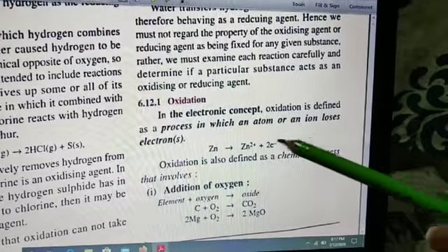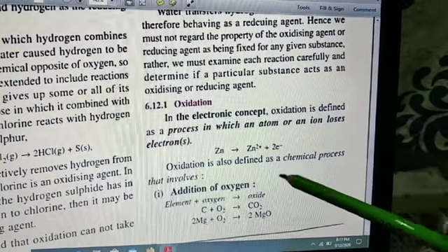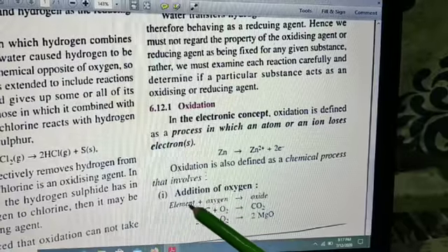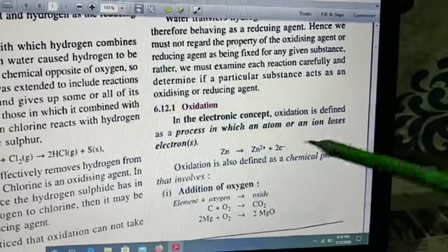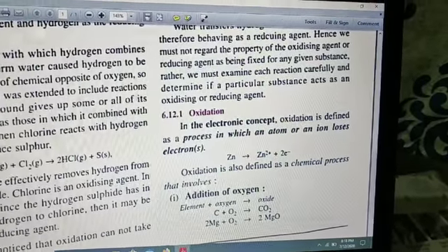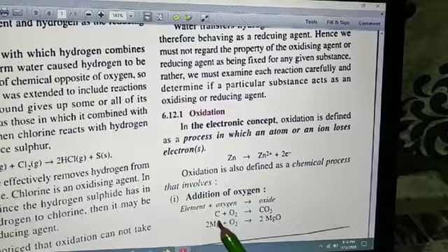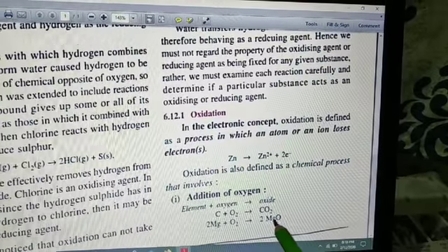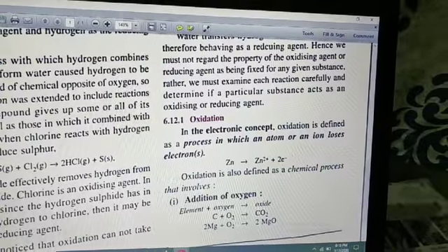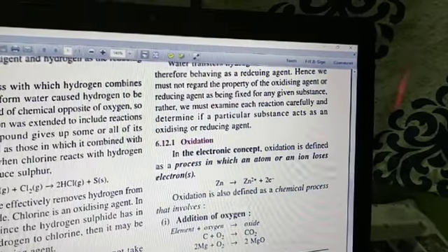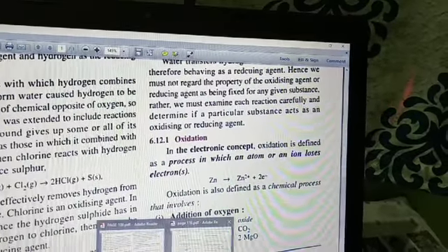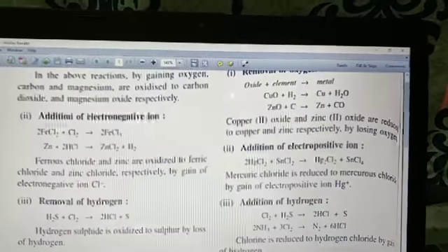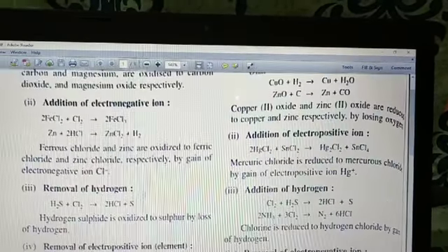Similarly, oxidation has different definitions as well. The first one is oxidation defined as a chemical change that involves addition of oxygen. If there is addition of oxygen, we call it oxidation. Example, carbon plus oxygen giving you carbon dioxide, magnesium plus oxygen giving you magnesium oxide. Similarly, we have other definitions of oxidation as well. The first one we discussed just now, the electronic concept, then the addition of oxygen.